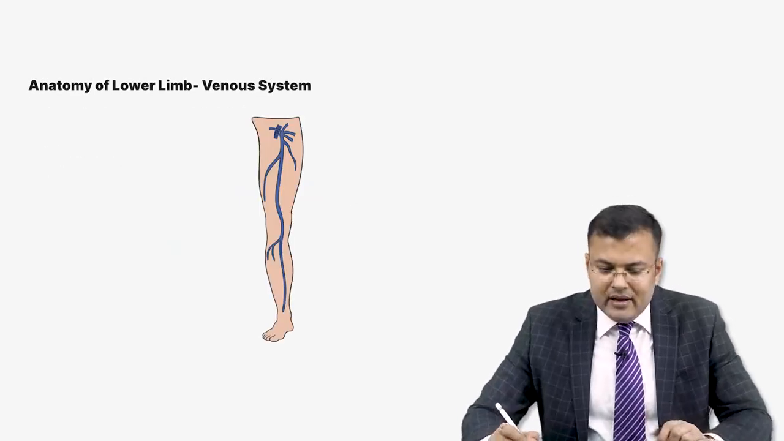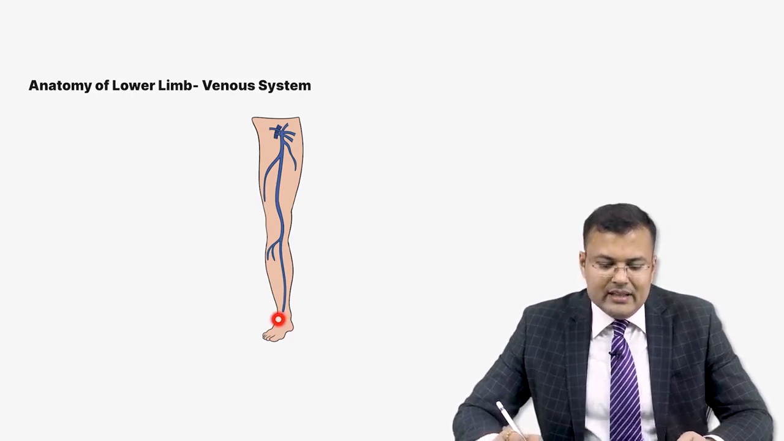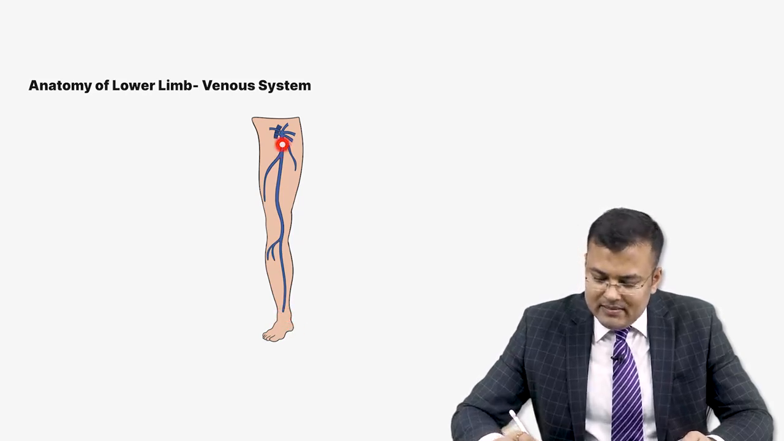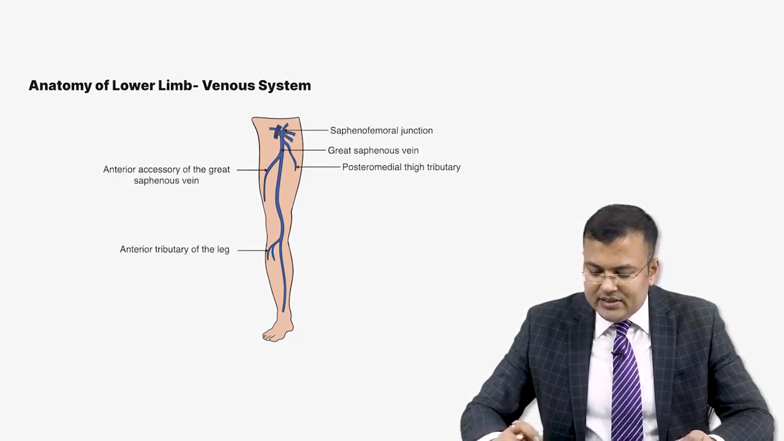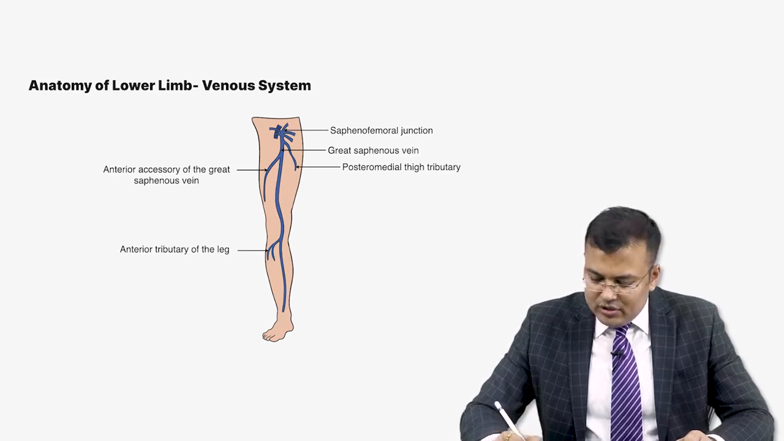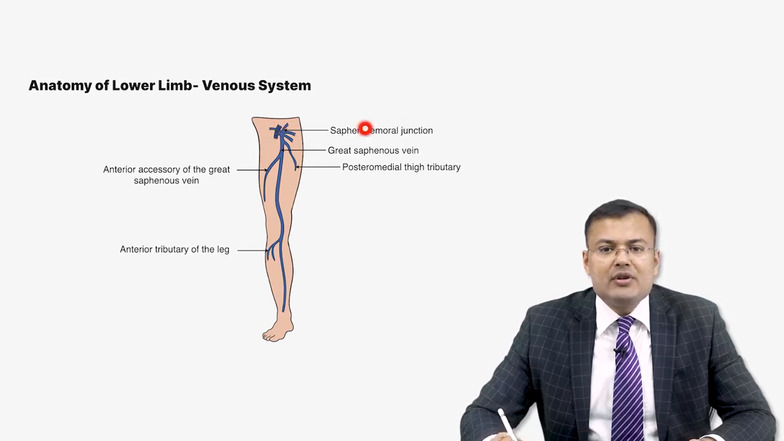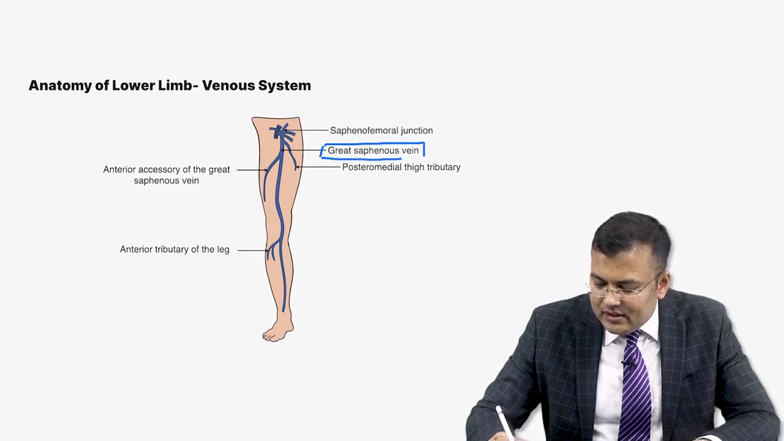You can see this vein originates in the dorsum of the foot from the dorsal venous arch, and then passes anterior to the medial malleolus, and ultimately drains into the femoral vein. This junction is the saphenofemoral junction. So this is the great saphenous vein. What is the other name? It is also known as the long saphenous vein.